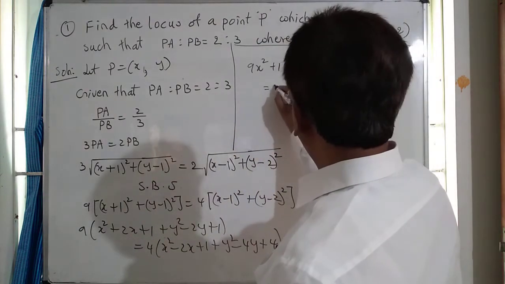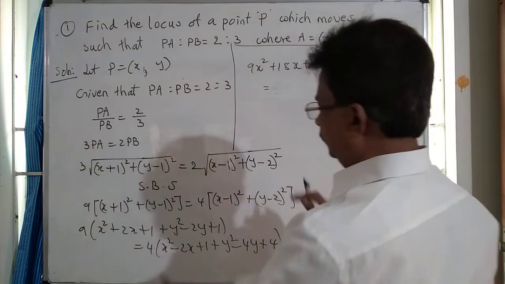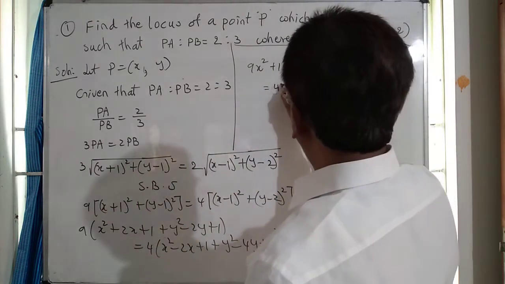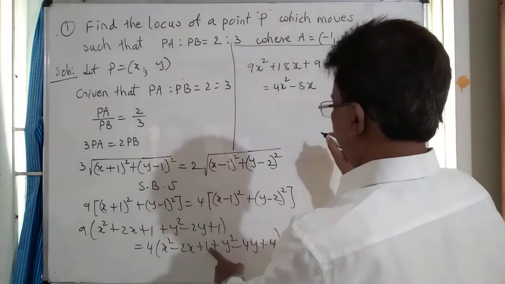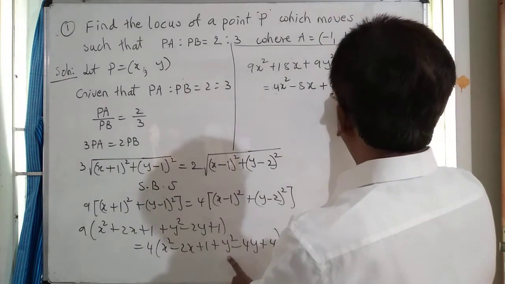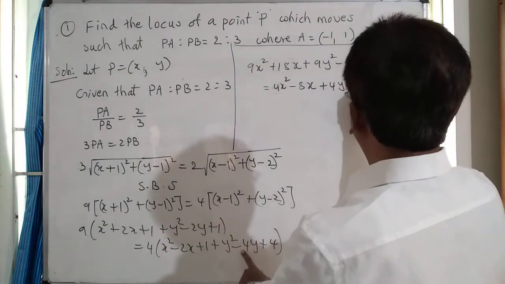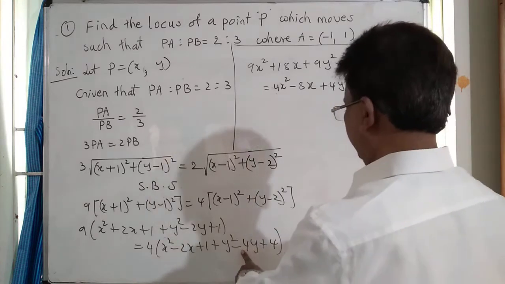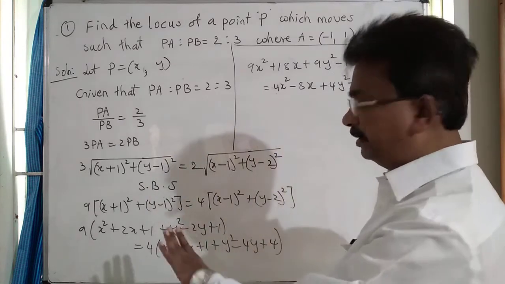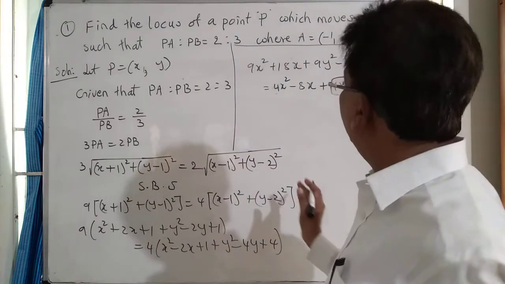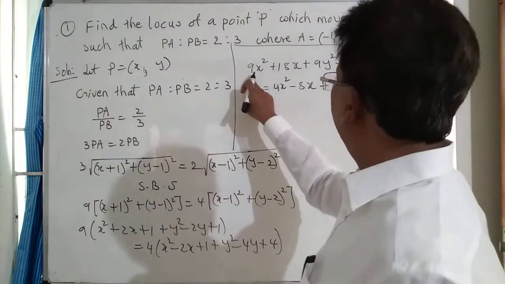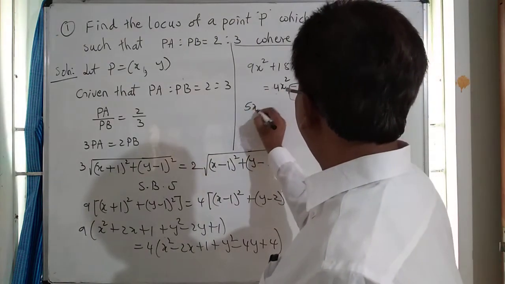Right side also. The 4 into x square, 4x square, minus 8x, plus 4y square, minus 16y. Next 4 plus 1, 5, 5 into 4, 20. And taking all the terms to the left side, 9 minus 4, 5x square.